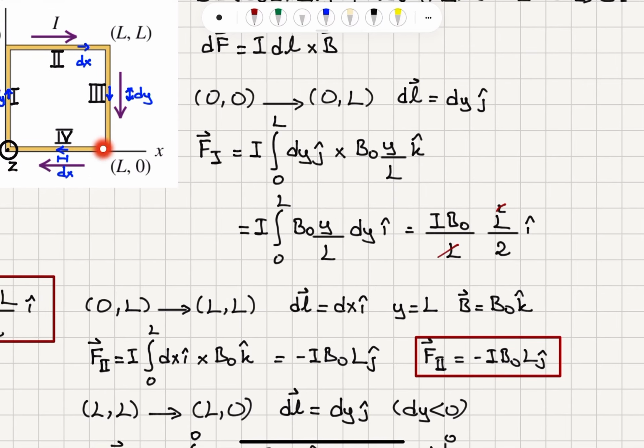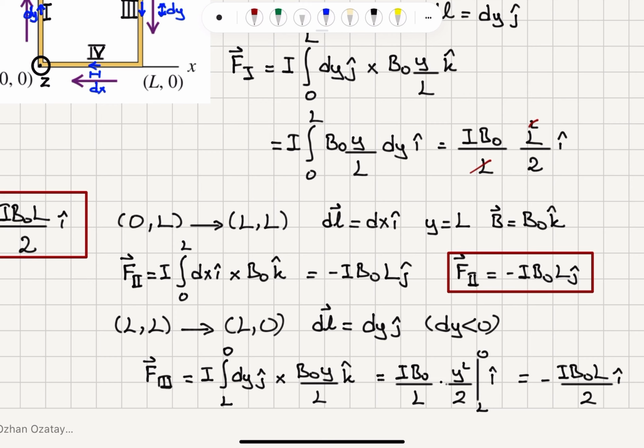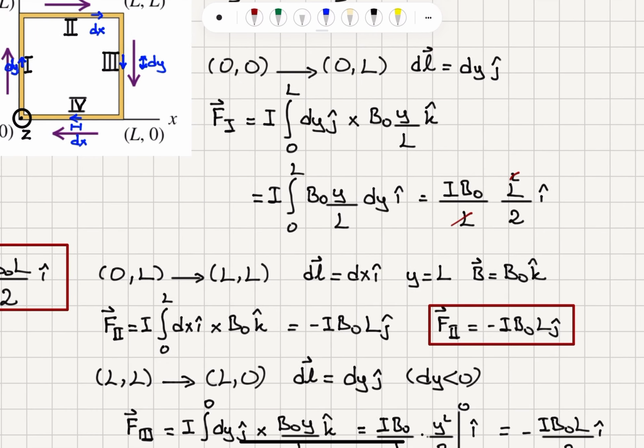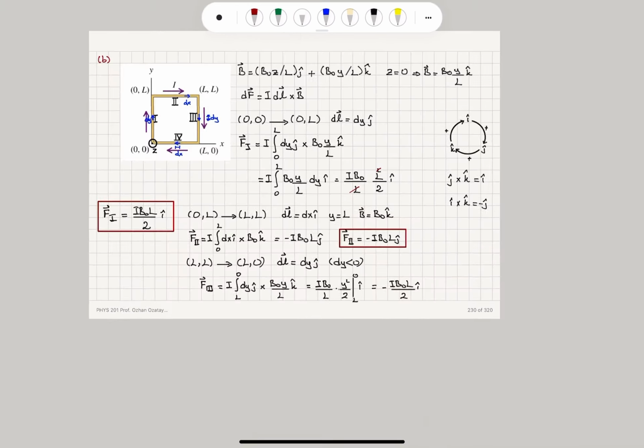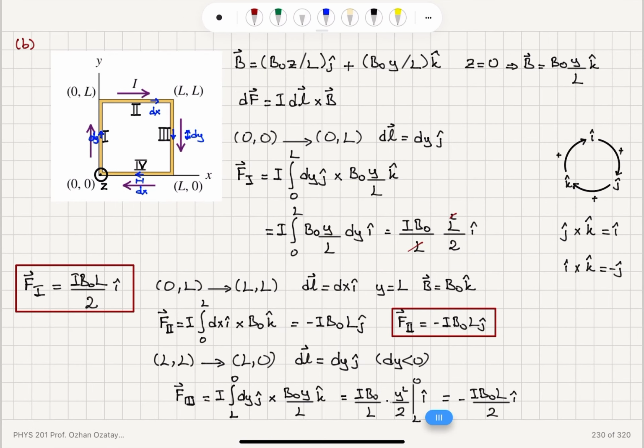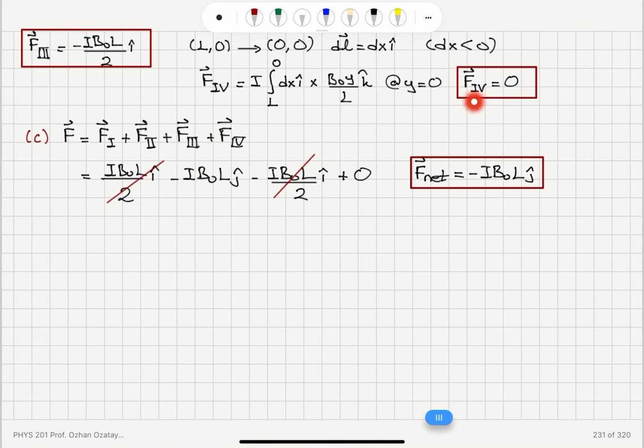For the third segment, F3, it's very similar to F1, only x is decreasing, so the limits are reversed. So I find minus I B0 L over 2 I hat. For the fourth segment, as I said, because the magnetic field there is 0, the force is 0. So the net force is the sum of these four. The first and third segments cancel, and the second segment gives me the net force minus I B0 L J hat.